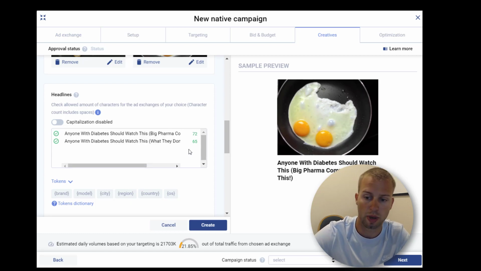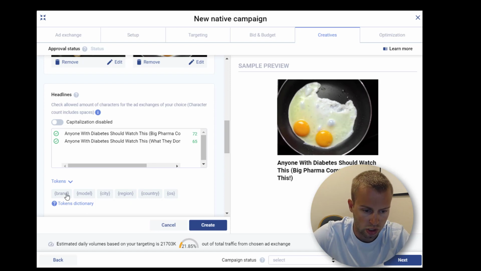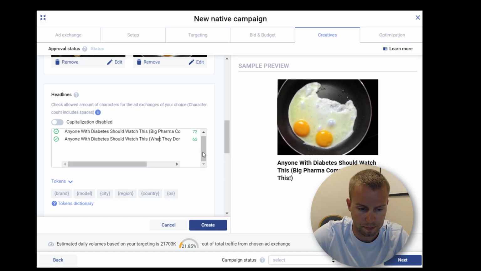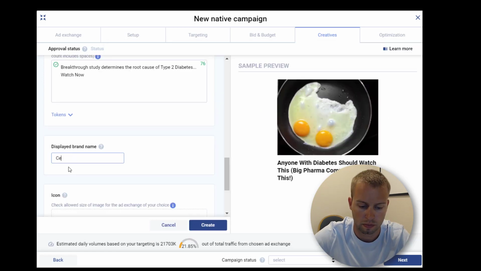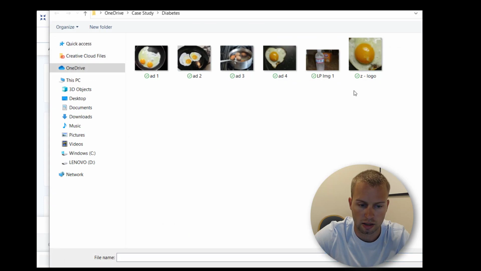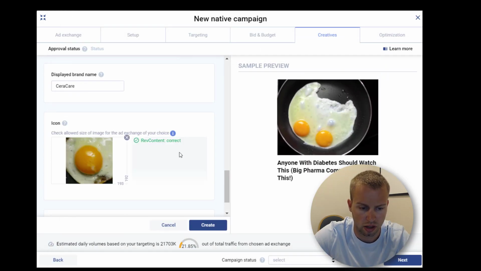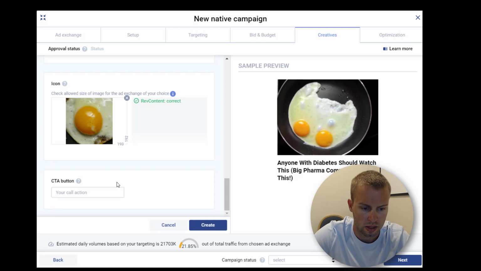If I loaded my DSP balance up for this case study, then I would add in 4 headlines, but I'm just going to stick with 2, and these are by far the 2 most popular headlines that I found on Adplexity. And you can add in the tokens, like anyone with diabetes in region in Minnesota should watch this, for example. Then the description, I got that prepared. Then the icon, I'm going to come choose that, and I'll just do a little egg for that. Then your call to action button, I like to do watch now.